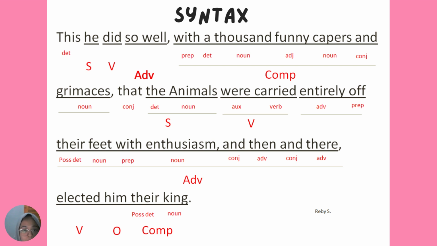The animal is the subject, consists of noun phrase, determinant, and noun. And this is the verb, were as auxiliary, carried as the verb. And this is entirely of their feet with enthusiasm. This is adverb because this describes the carried. And here, and then, and there, this is adverb of time. Elected, this is verb, him object, and this is the complement. And I think this is an object complement because it completes the object.